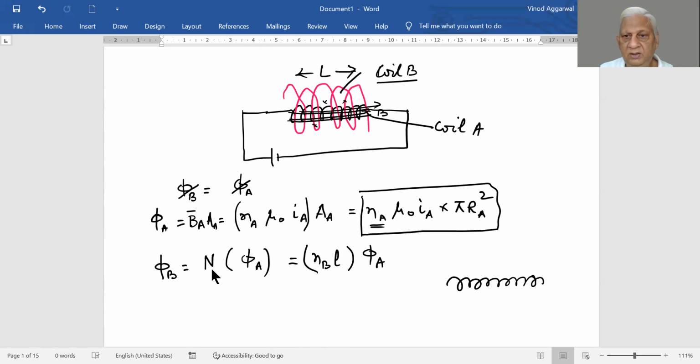Now, for example, if we wind one coil over the other, then it is not necessary that you have to wind it all the way on the same length as the inner coil or the outer coil. Both lengths could be different. If this length happens to be L, then the total number of turns you can replace by the number of turns per unit length for B into L. This is the expression.